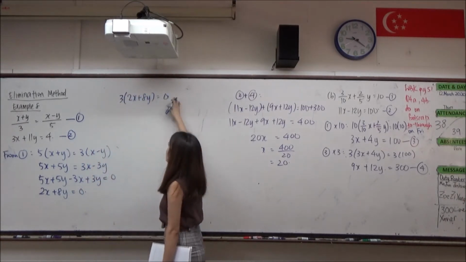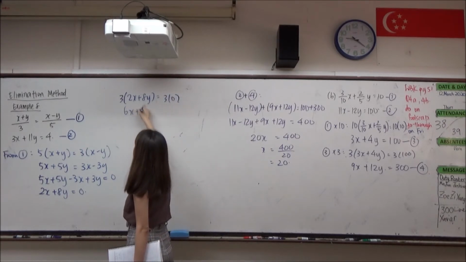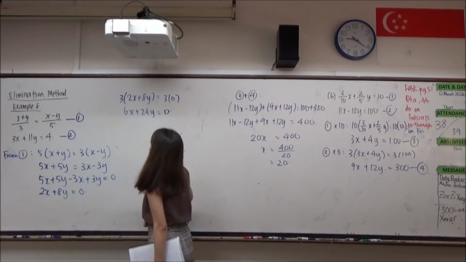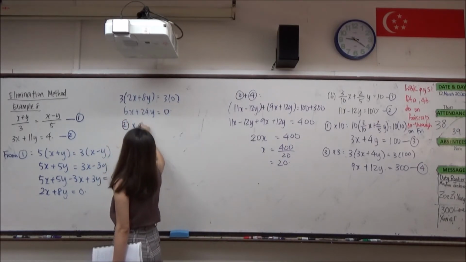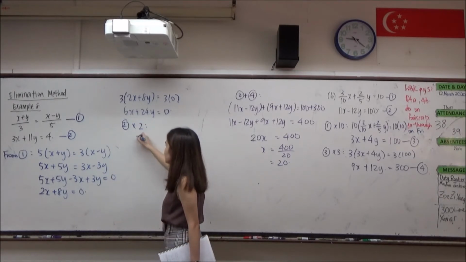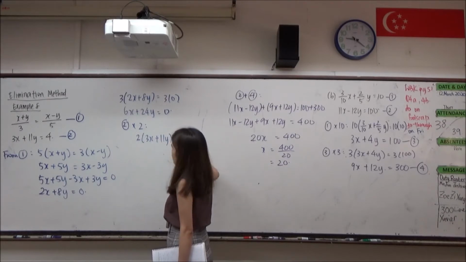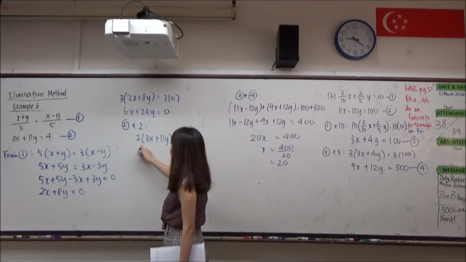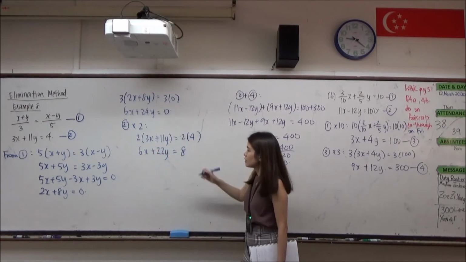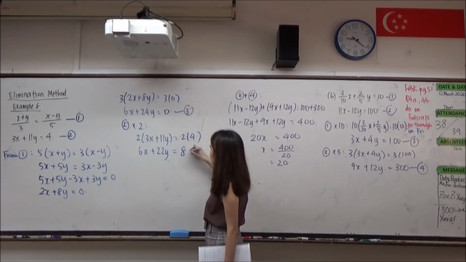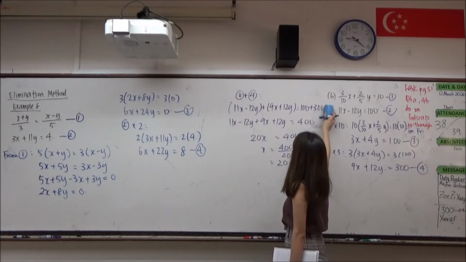Okay. So if you want to times 3, 0 times 3 becomes 0. Alright, we're going to get 6x plus 24y equals to 0. But we still need to do something to equation 2, which is to times 2, so that we can get a 6x out of it. Right? So we have this 3 and this is 4.